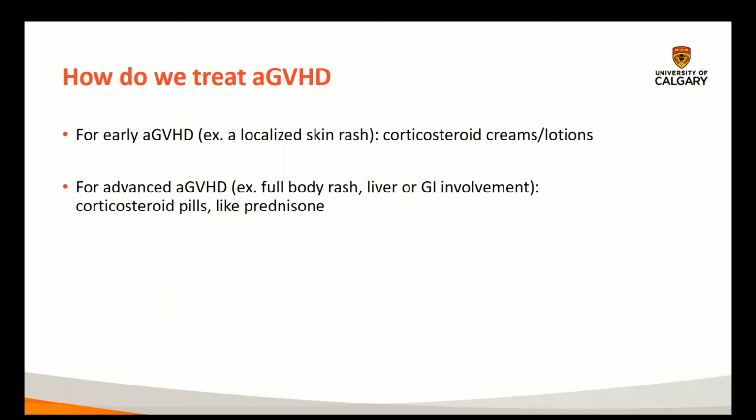So if you do develop acute graft versus host disease, how is it treated? For early acute graft versus host disease, for example, a skin rash that's localized to just a particular area of the body, steroid creams and lotions might work to reduce that inflammation. When the graft versus host disease is involving a more extensive area of the body, like a rash that's involving most of the skin, or when the liver or GI tract are involved, we tend to need corticosteroid pills, drugs like prednisone, to help really settle down that new immune system.